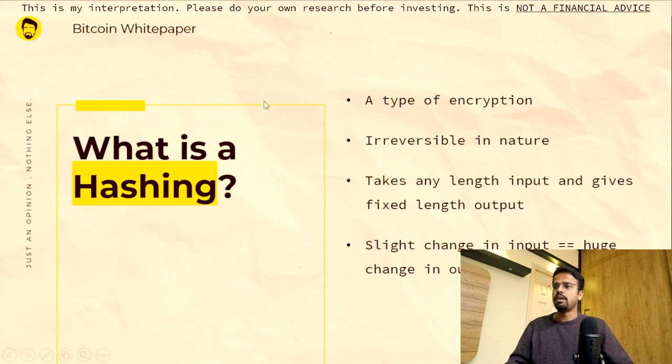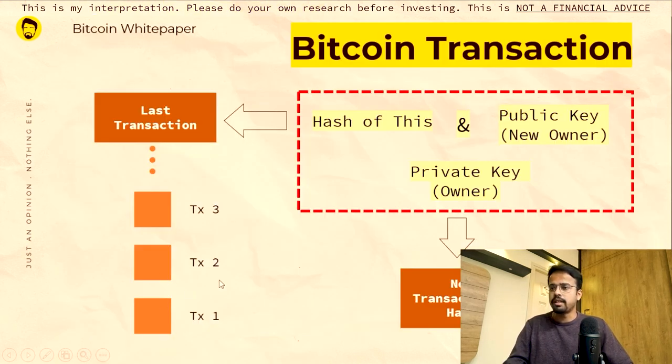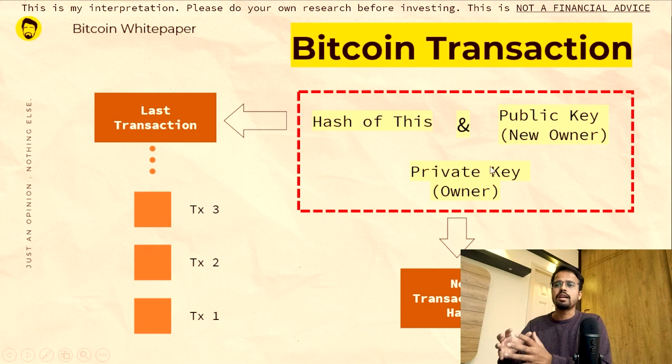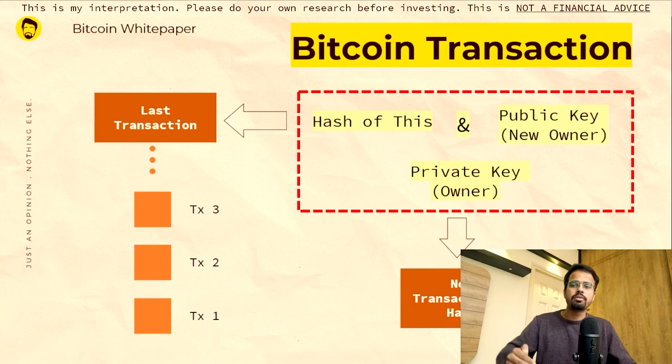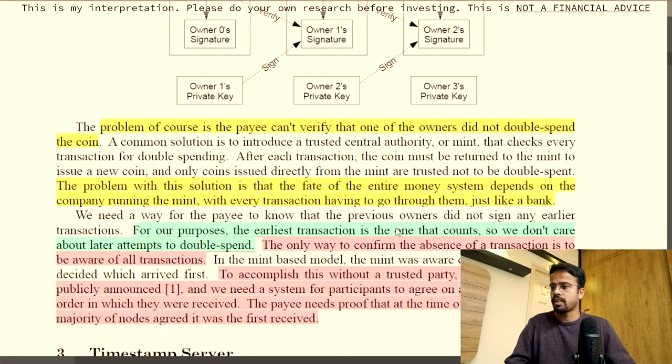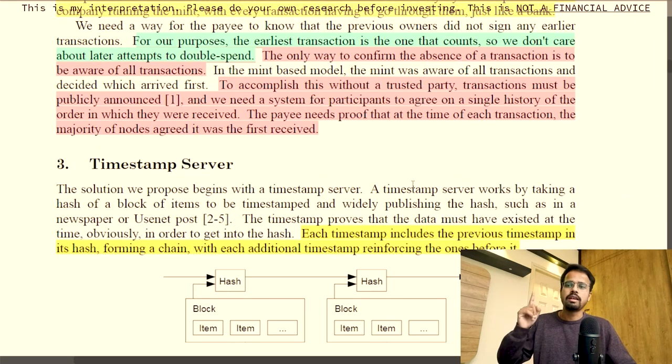Now, how transactions happen. Basically, people take the hash of the last transaction, add it with the public key of the new owner, and the owner uses a private key to sign the hash and the public key of the new owner to create a new transaction and a new hash. Then we looked at timestamps, where every time someone creates a new hash, they broadcast that hash at a particular time to all the other people in the network.